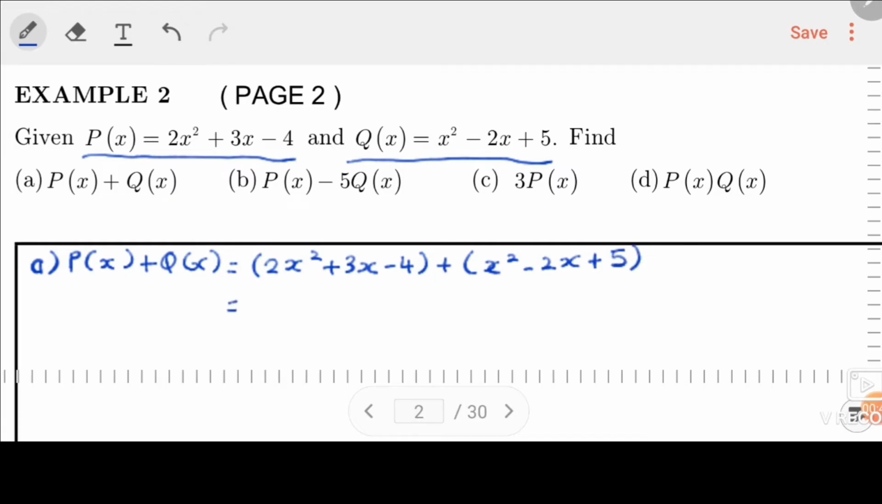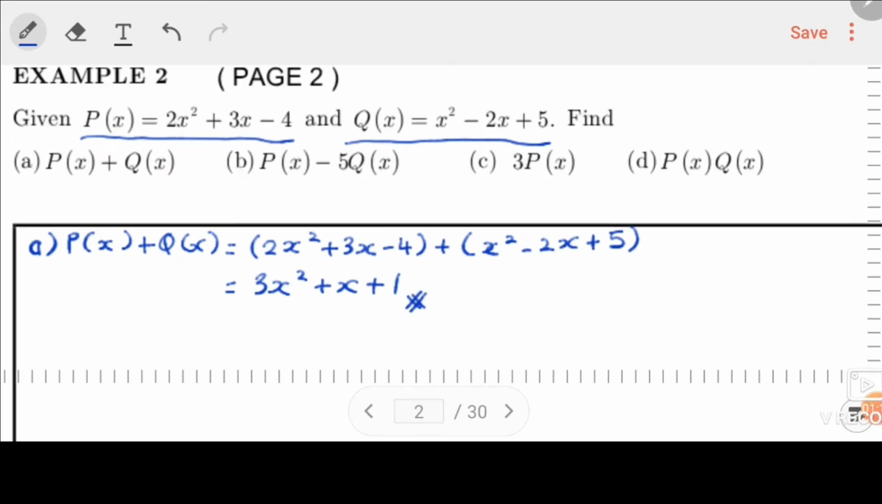Then we have to simplify the expression. Combine the coefficient of x squared, so 2 plus 1 become 3x squared. Combine the coefficient of x, 3 minus 2 become plus x. Combine the constants, negative 4 plus 5 plus 1. So the final answer for part A is 3x squared plus x plus 1.